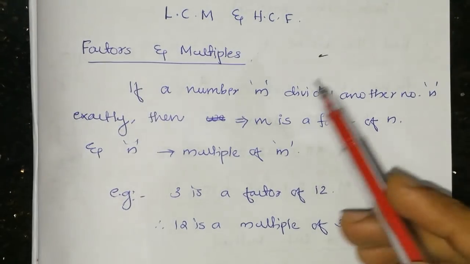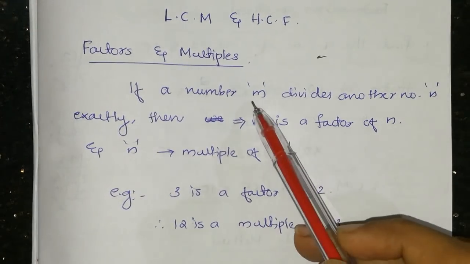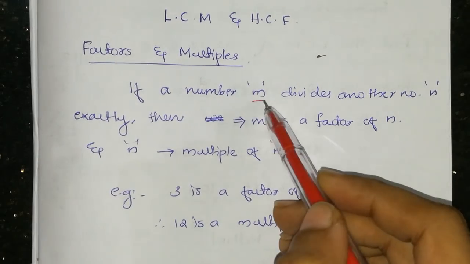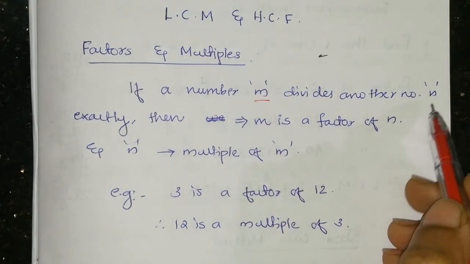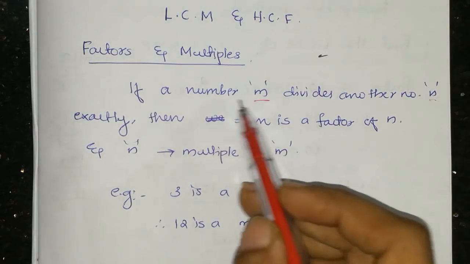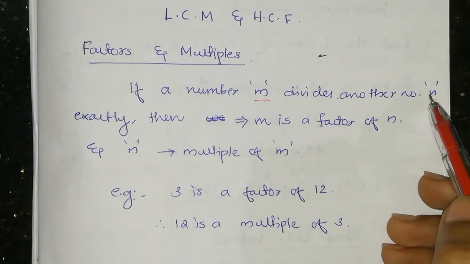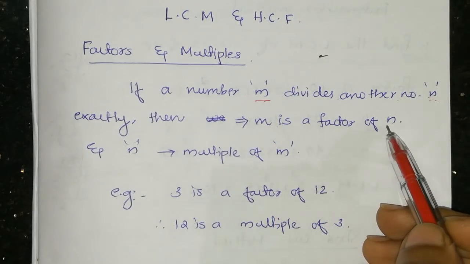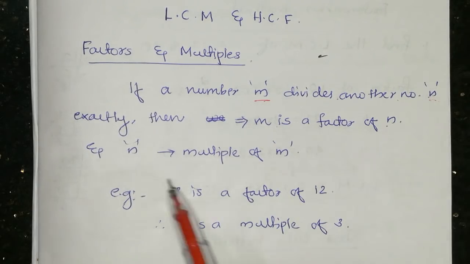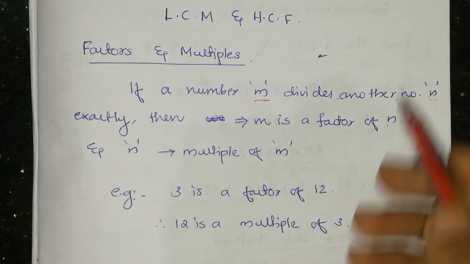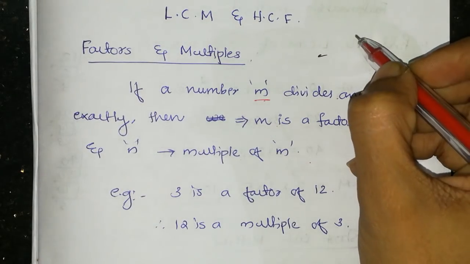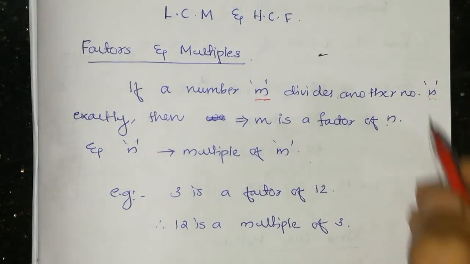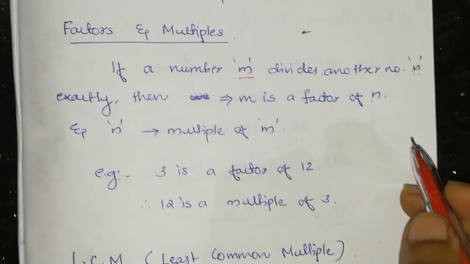If a number m divides another number n exactly, then m is a factor of n, and n is the multiple of m. So we can say that.